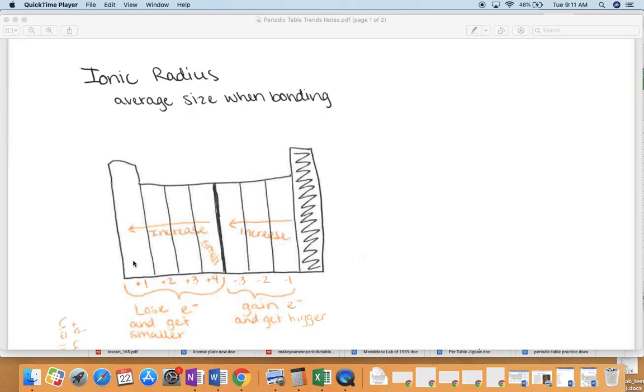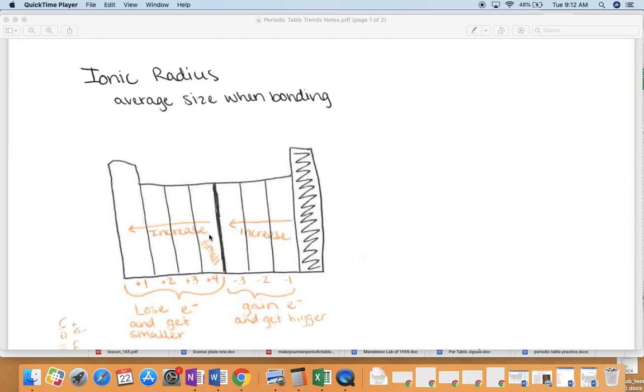So our first column wants to lose one electron, so it's going to have a positive 1 charge. Well, if it loses an electron, then it's going to end up getting smaller. But the second column is going to lose 2 electrons, so that's going to get even smaller yet. The third column is going to lose 3 electrons, so it's going to be even smaller yet. And the fourth column is going to lose 4 electrons, so it's going to get even smaller yet. So the fourth column is going to be even smaller than that first column.